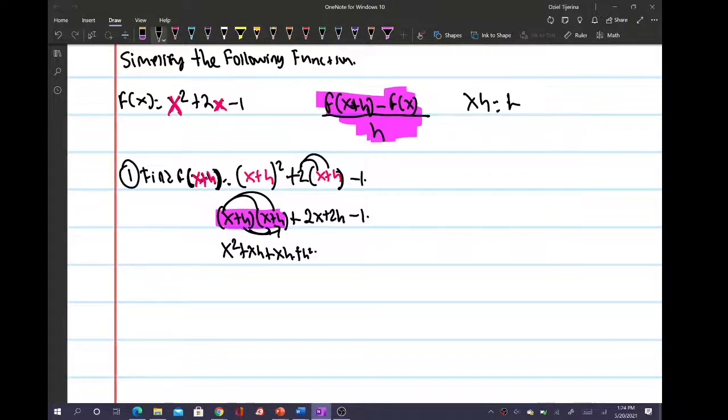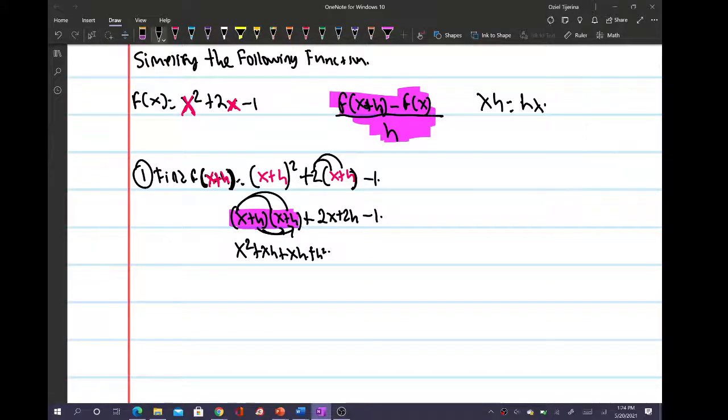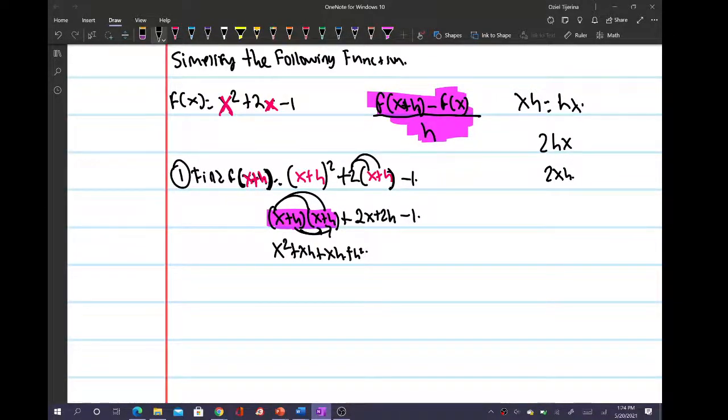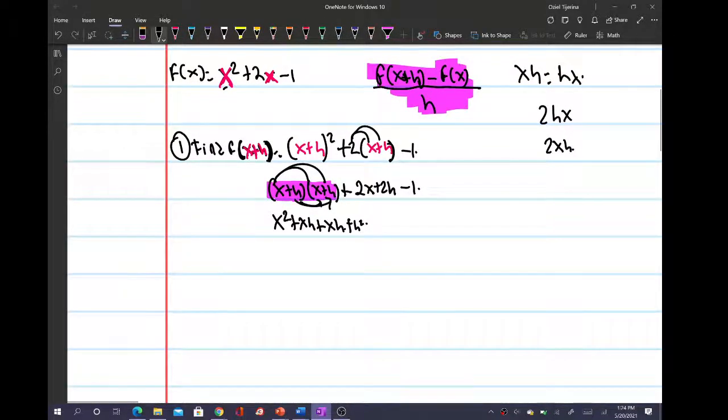One thing I want to emphasize very quickly, xh is equal to hx, okay? It doesn't really matter how you write it. They're the same thing. So it doesn't matter if you say 2hx or 2xh. I like to say 2xh only because my variable here is x. So that's how I write it. Anyways, so then we go ahead and grab everything else, so leave everything else the same. So we have plus 2x plus 2h minus 1.